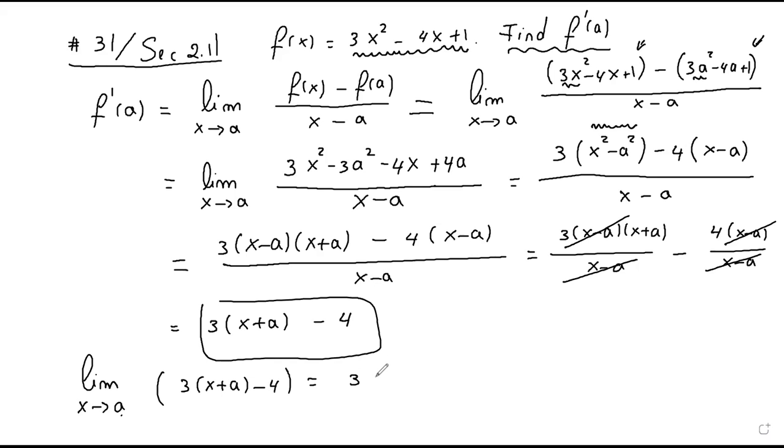So we get 3 times a plus a is 2a. So that's going to be actually 6a. Over here, there's going to be 6a and minus 4. And that's going to be the result, our derivative. So this is going to be f prime of a.